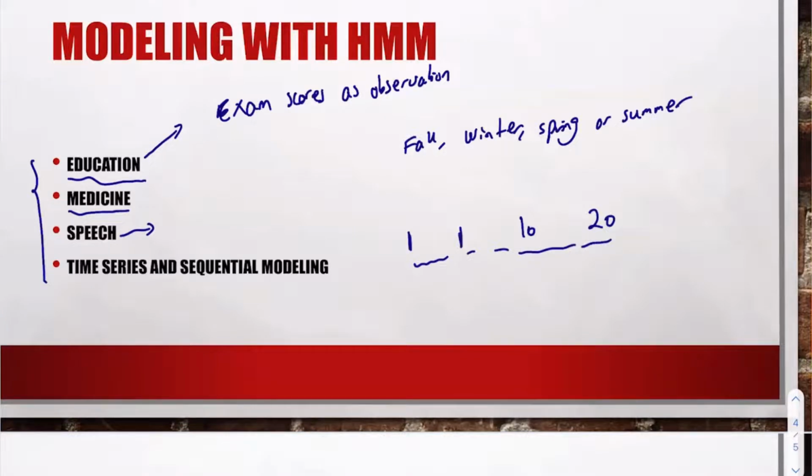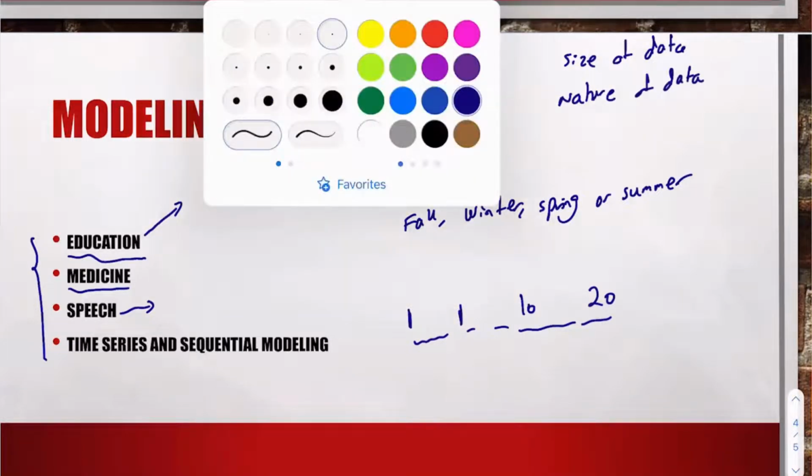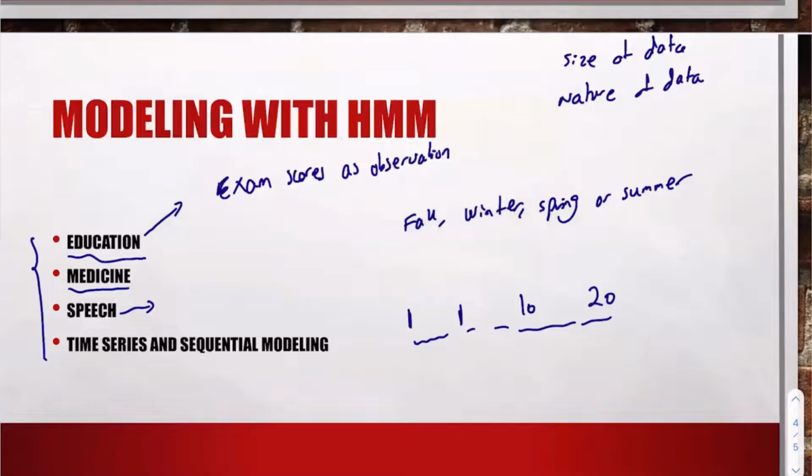All right, so there are a couple of things you have to pay attention to. I make sure I talk about that right now. One of them is how much data you have. The other one is the nature of the data. So size of data, nature of data. Regarding the size of data, a hidden Markov model can be used when the size of data is small, when the number of observations is small.